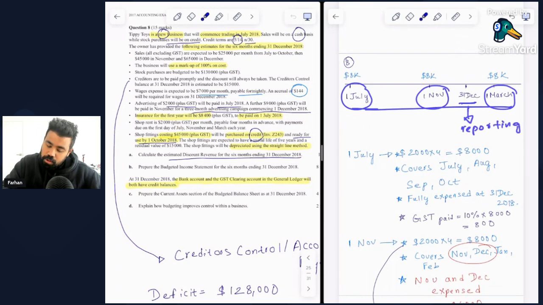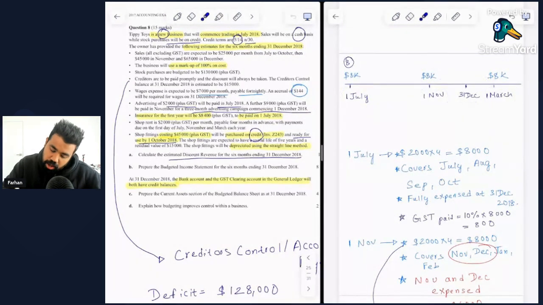Okay? So if the monthly rent is $2,000, and given that we pay for 4 months in advance, then on 1 July, we will be paying $8,000, which is basically $2,000 multiplied by 4, covering 4 months. And then we pay $8,000 again in 1 November, and again $8,000 in March next year. But we're not worried about that at the moment.